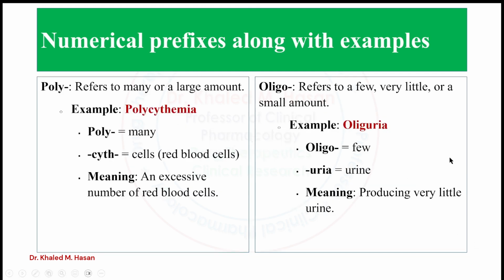Next slide. We have poly and oligo. Poly refers to many or a large amount. Polycythemia: poly means many, and cyth means cells. Polycythemia means an excessive number of red blood cells. Then we have oligo, which refers to few or little. So you can see the opposite. Poly means many or large, and oligo means few or a small amount. Oliguria: oligo means few, uria means urine. Producing very little urine is called oliguria.